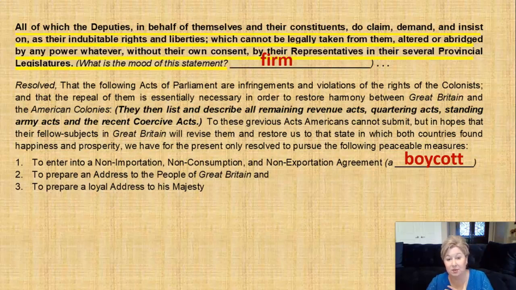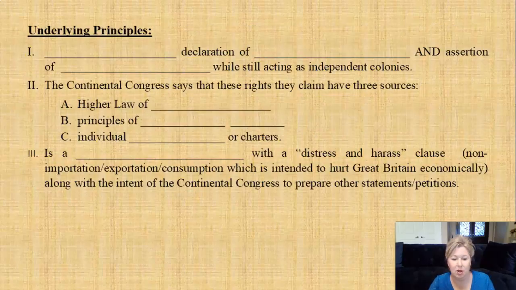And finally, we're going to write something directly to the king. So a petition. And they do. All right, guys, that's the Declaration and Resolves. Pretty firm document laying out their grievances, their rights, and their statement about their claiming of their rights. And finally, this last, here's the consequences clause.